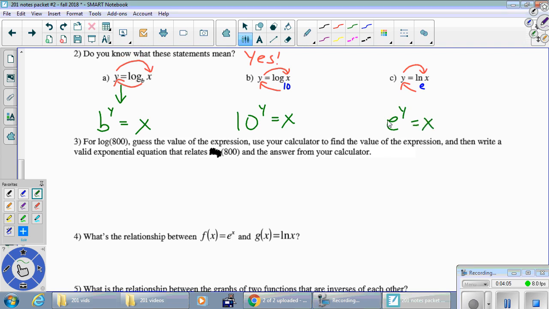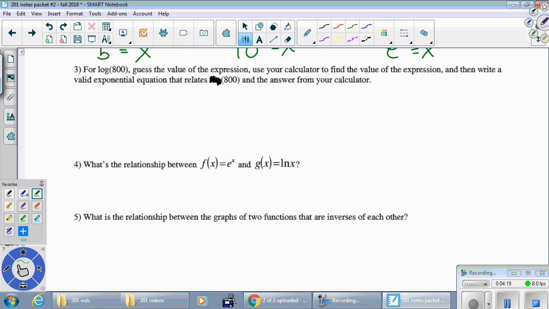Number 3, for log of 800, guess the value of the expression, use your calculator to find the value of the expression, and then write a valid exponential equation that relates 800 and the answer from your calculator. Okay, so what is log of 800? Well, let's give it a name. How about we call it y?